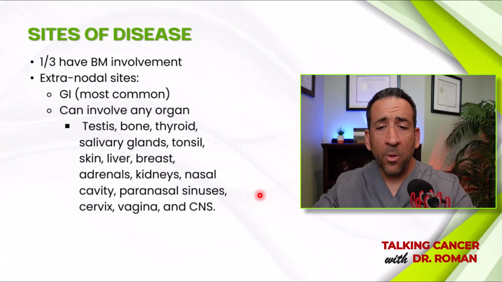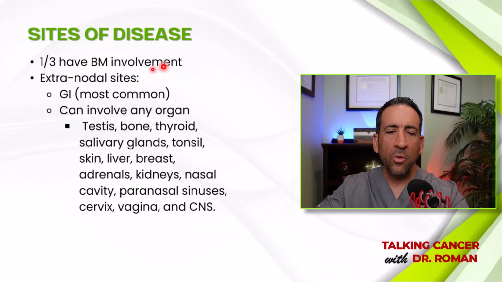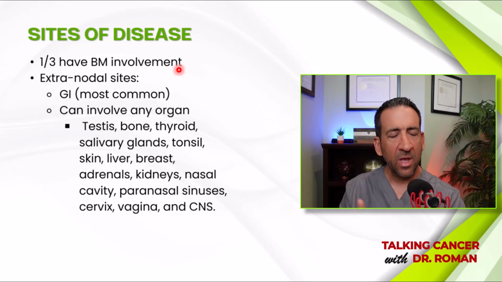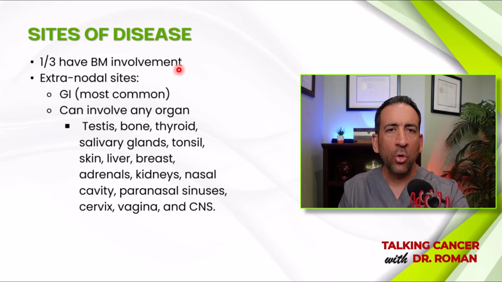All right, now this is very important, and this is the sites of disease. Where is it that I usually see lymphoma? Well, first of all, up to 1/3 of patients have bone marrow involvement. Remember, your bone marrow is what makes your blood cells, your white cells, your hemoglobin, your platelet count. So up to 1/3 of patients with diffuse large B-cell lymphoma will have bone marrow involvement. Got to keep that in mind. Of course, you already know that the lymph nodes are by far the most common site. Okay, so disease within lymph nodes. But sometimes lymphomas can be outside of lymph nodes, and this is what we call extranodal disease.